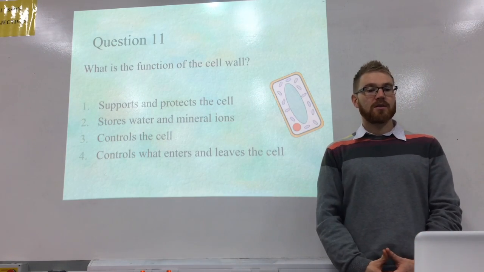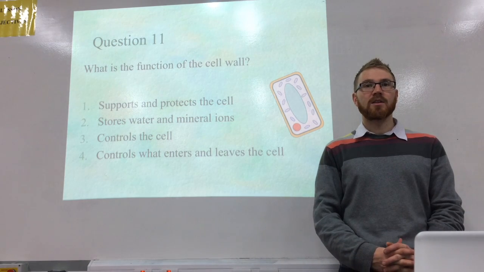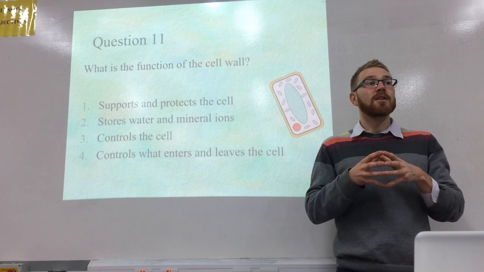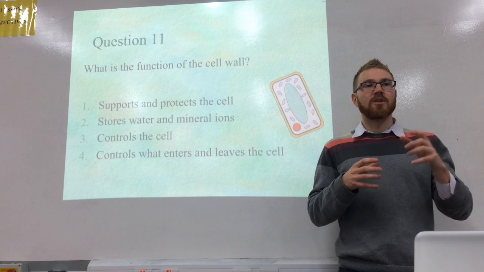Fantastic, okay, good. What about the cell wall? Nicholas, what do you think? It controls what enters and leaves the cell. Does it control what enters and leaves the cell? That's possibly something that's linked to the cell wall. It's not. Supports and protects. Excellent, supports and protects the cell.